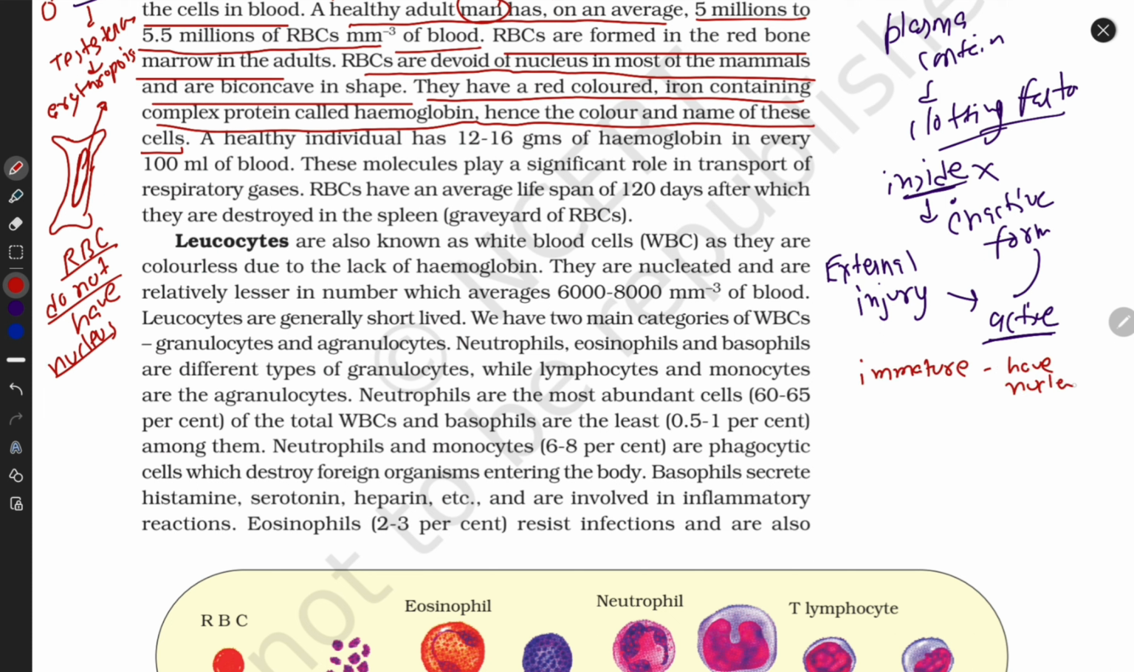Leukocyte, we can call it WBC, because leukocytes make future WBC.